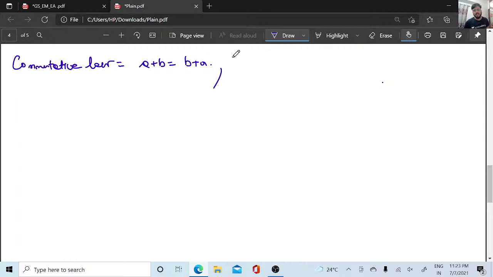The next you have the associative law. So how shall I find out the associative law? The associative law is a plus b plus c, taken in either grouping, is equal to a plus b plus c. So this is what the associative law is.